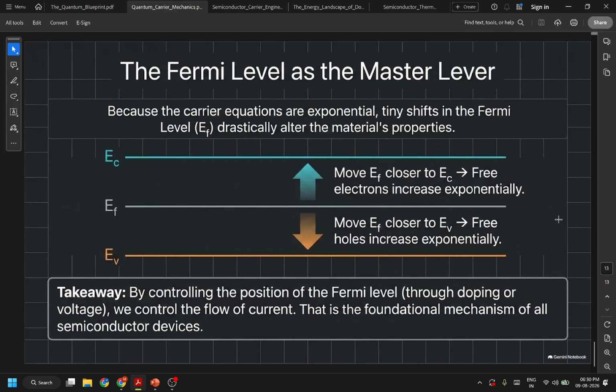So this is how semiconductors work. We change the position of the Fermi level through doping or voltage, which is then used to change the amount of current flowing. And this is exactly how semiconductor devices work.